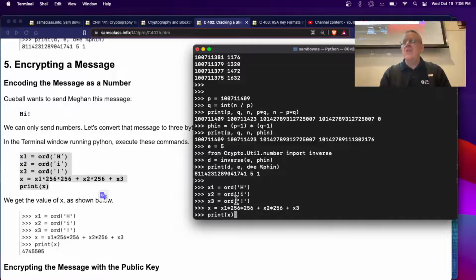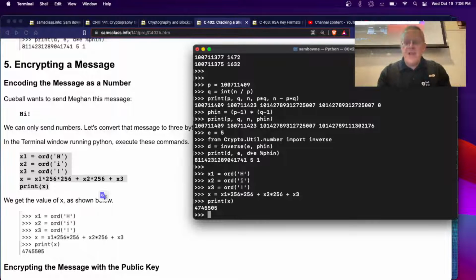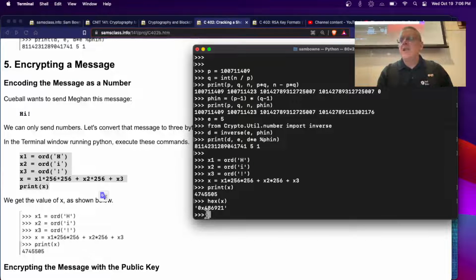So "Hi!" will turn into that. Then I'm going to take each byte and line it up in a number: the first byte, plus 256 times this byte, plus 256 squared times that byte. So in hex, this is just making a long number. If I print hex of X, then 48 is ASCII for H, 69 is ASCII for i, and 21 is ASCII for exclamation point. That's why I encoded it this way. It's just standard hex encoding, turning this number into base 10. So that number encodes this message.